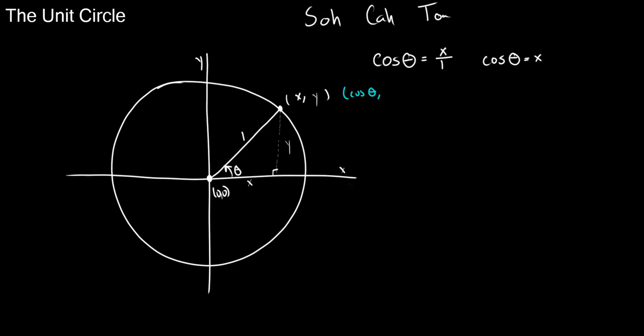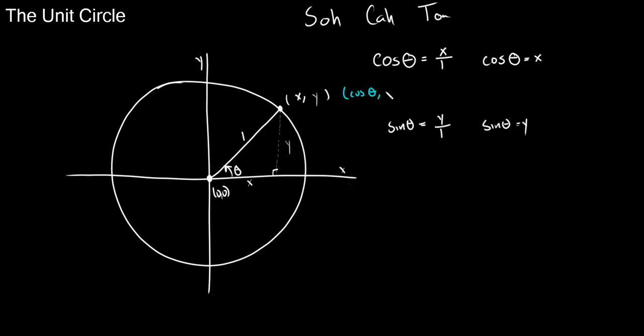Okay, and how would I find the y? How would I find a y-coordinate? Well, the y-coordinate is the opposite leg, so I can use sine. Let me move this down a little bit. I can use sine of theta. Sine of theta would be the opposite leg y over the hypotenuse, which is 1, which boils down to sine of theta is equal to y.